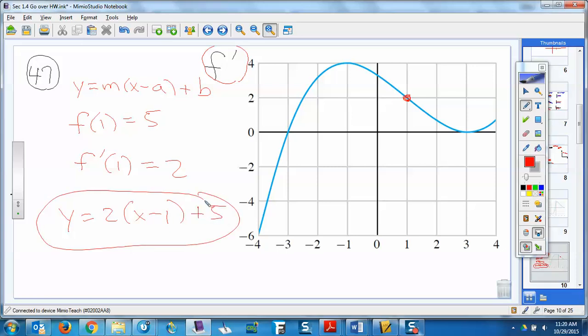Couldn't be easier, right? Couldn't be easier. If you know what it's saying, what it's asking for, and what you need, that's all there is to it. That's the equation of the tangent line. Now, we don't know what the f graph looks like, right? We have no idea, but it doesn't matter. We don't need it. All we need is a point on the f graph and the slope of the f graph, which we get from the f prime picture.